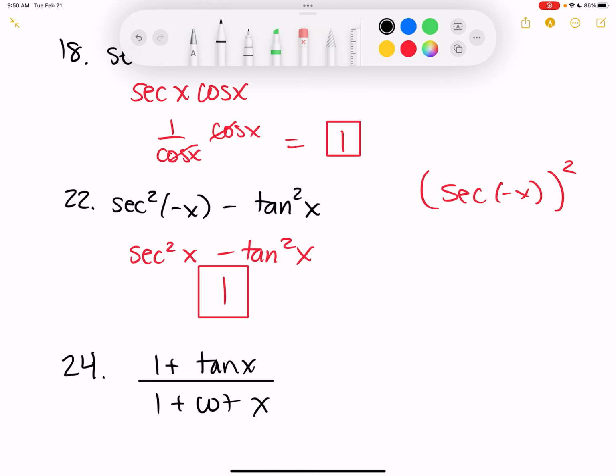Do they have to be squared to use the Pythagorean identities? We can't. The Pythagorean identities only work because they are squared. Yes, so I would have done that all wrong then.